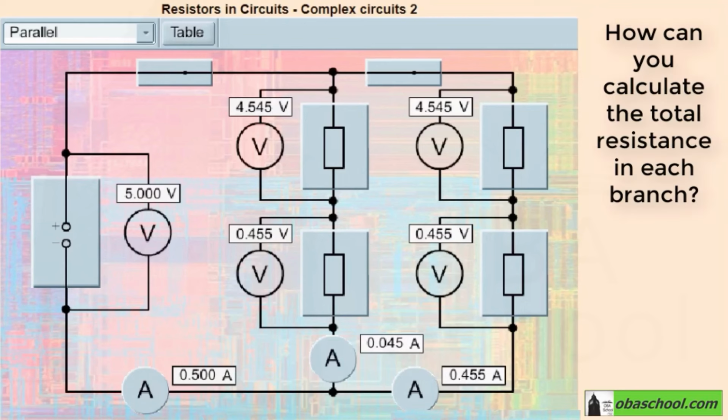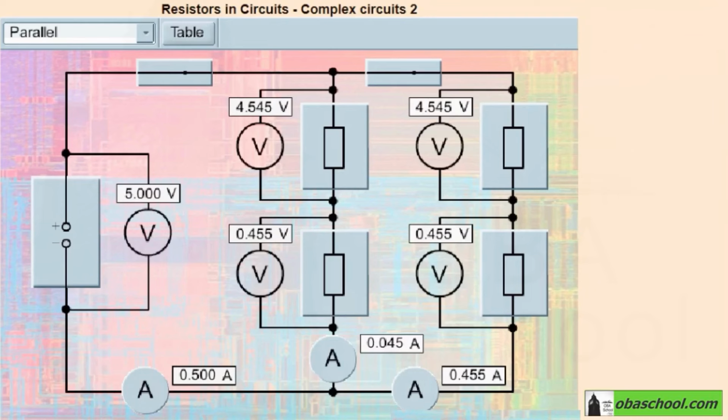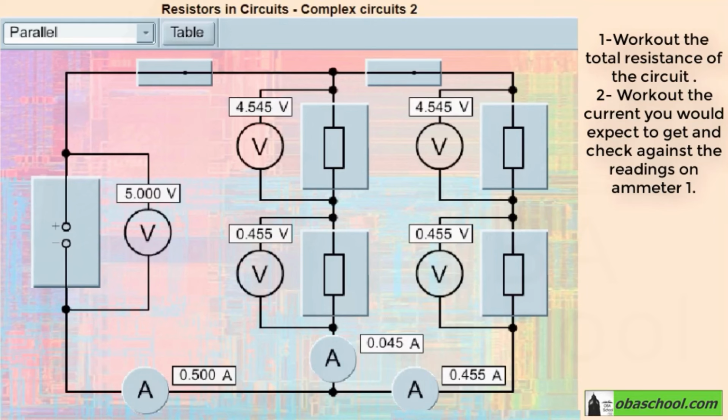How can you calculate the total resistance in each branch? You are correct: by dividing the potential difference by the current in each branch. Now use the parallel and series resistor equations to work out the total resistance of the circuit, as well as the current you would expect to get, and check against the readings on ammeter 1.